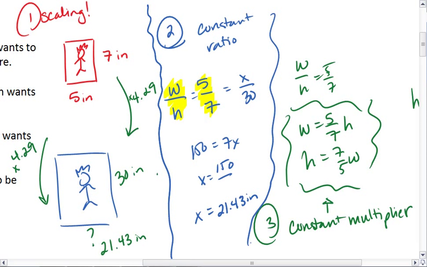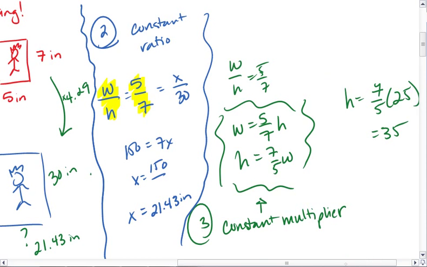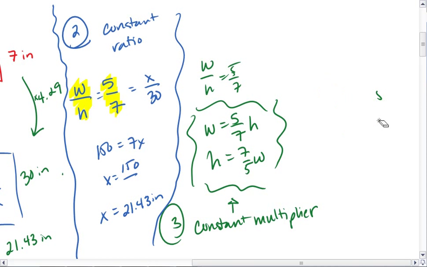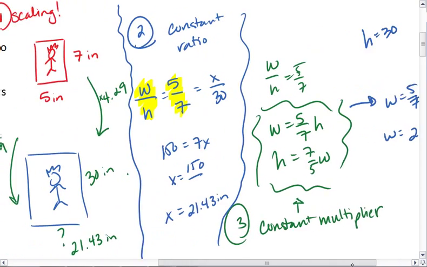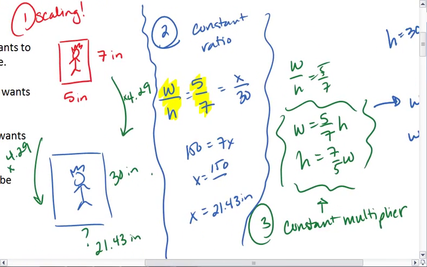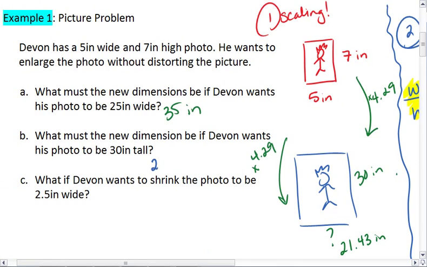We could also try the constant multiplier. Now we know that the height is 30. So we're going to use the first equation here. We find width equals 5/7 times 30. The width is going to be 30 times 5/7, which is 21.43 inches. In any of these three methods, we still get 21.43 inches.